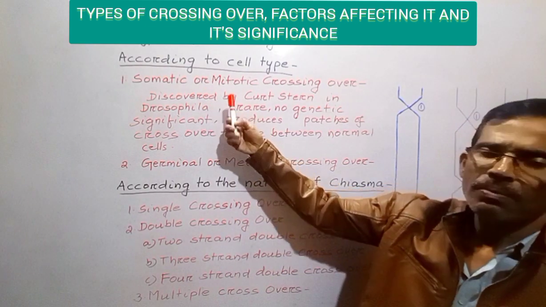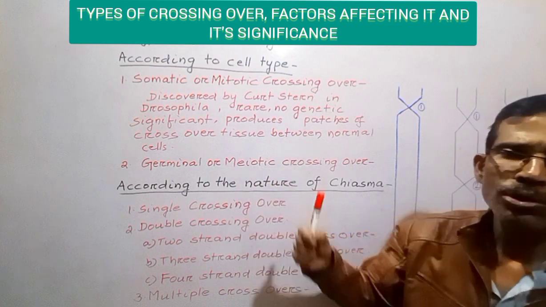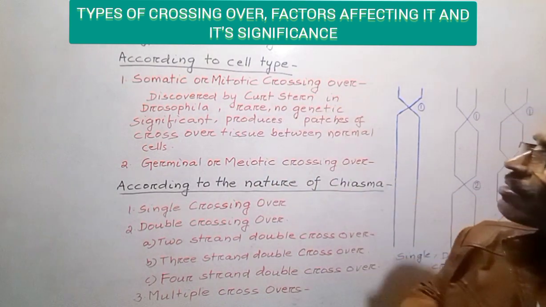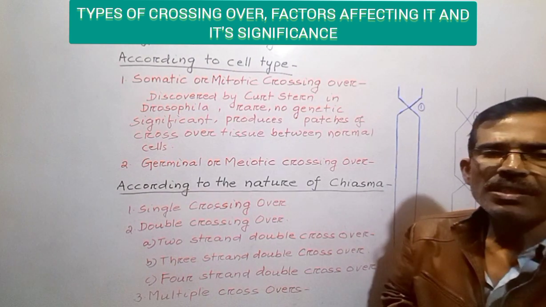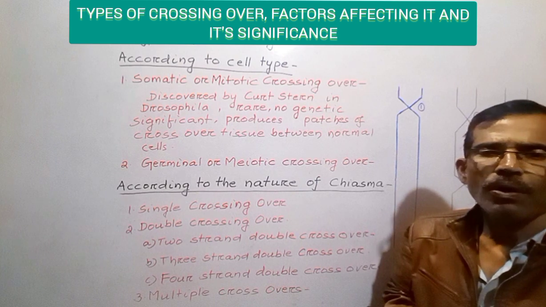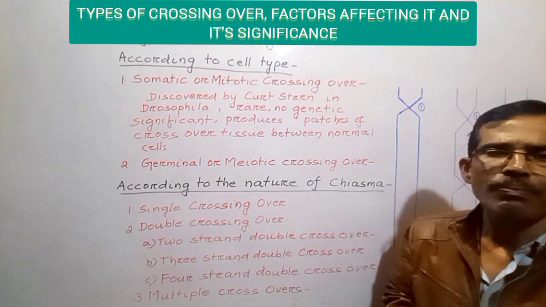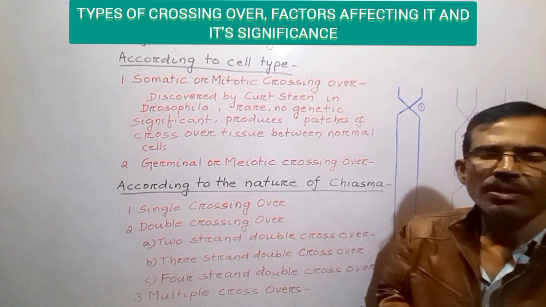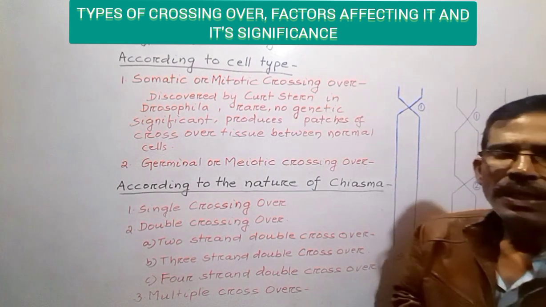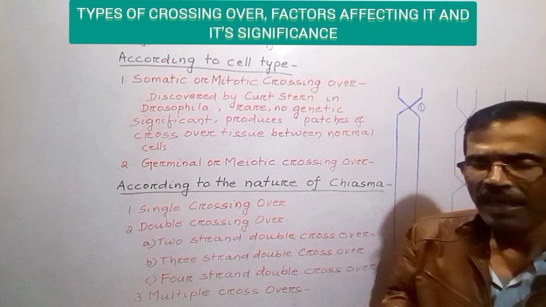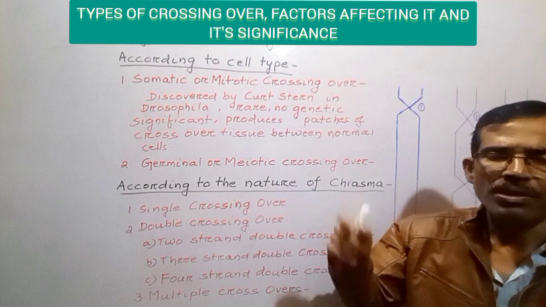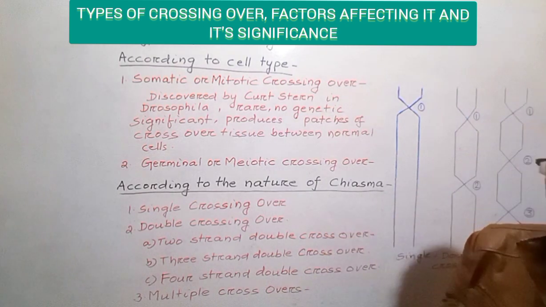Somatic crossing over takes place during mitosis. Hence, it is also called mitotic crossing over. It was discovered by Korsten in Drosophila. It also takes place in certain fungi such as Aspergillus. Mitotic crossing over is rare, it has no genetic significance, and it produces patches of crossover tissues between normal cells.